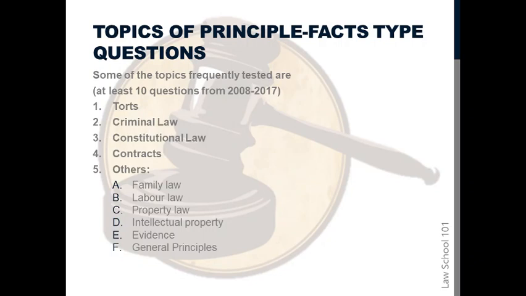well. So firstly, there are 4 prominent chapters from which a majority of the questions have come so far. And in no particular order, they are torts, criminal law, constitutional law, and contracts. Other less prominent topics from which a handful of questions have come over the years are family law, labor law, property law, intellectual property, evidence, and some general legal principles. So let us now look at the trends.